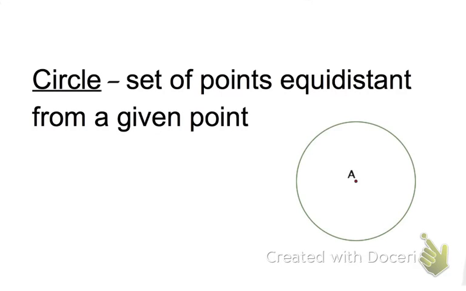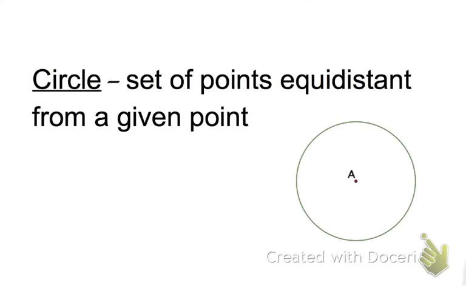Today you guys are going to watch a video about some of the basic vocabulary of circles. So make sure that you guys write these vocab words and their definitions down somewhere that you can refer back to. Okay, first one is a circle, and this is a set of points that are equidistant, which means the same distance away from a given point.